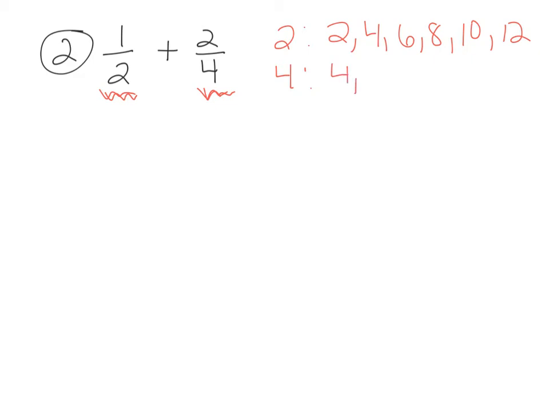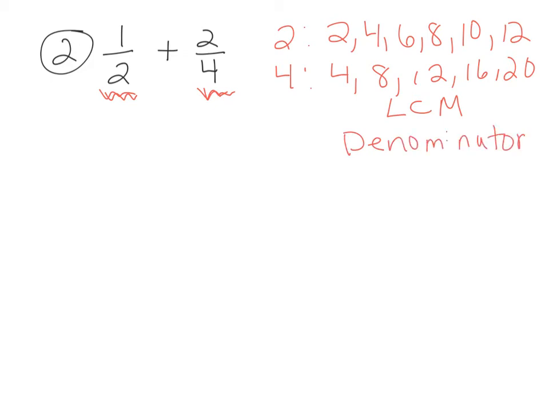Then I'm going to do 4, 8, 12, 16, and 20. And remember, I want to find the least common multiple so that I can get a new denominator. That is what I'm looking for. When I find the least common multiple, I'm getting a new denominator. And so the least common multiple will be the 4. That's the smallest.